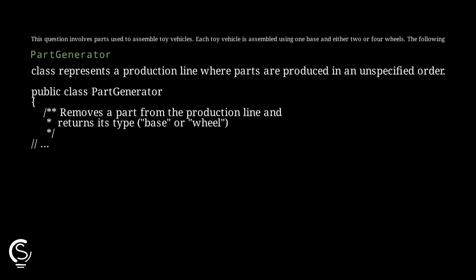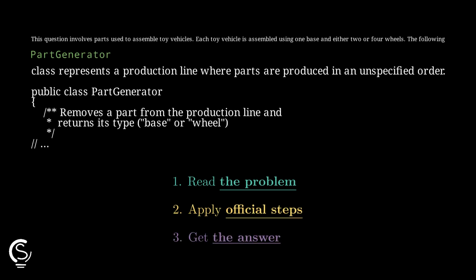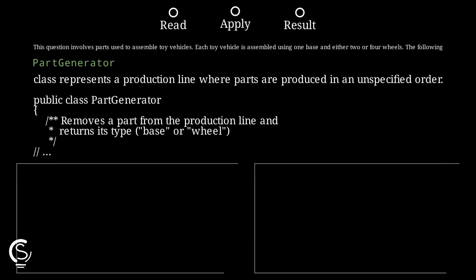I got your back. For part A, use a loop that runs numParts times. On each iteration, call generator.nextPartType() to get the next part from the production line. The return string is "base". Increment basesAvail, otherwise increment wheelsAvail, since the method returns only "base" or "wheel". A correct implementation could look like this.